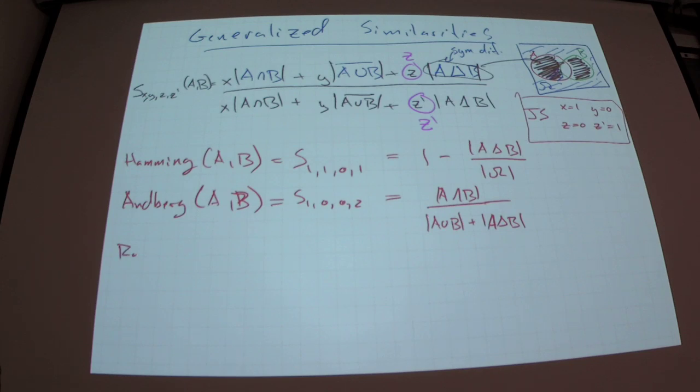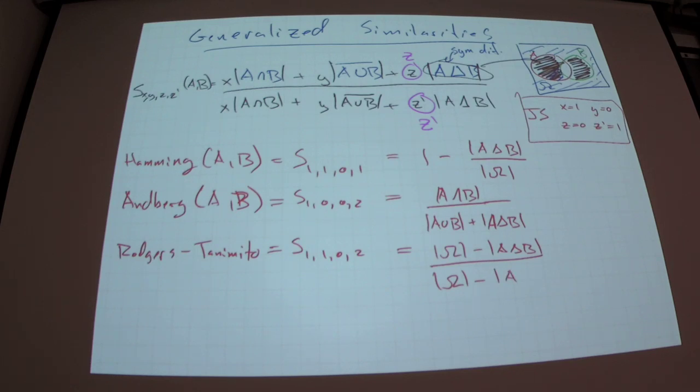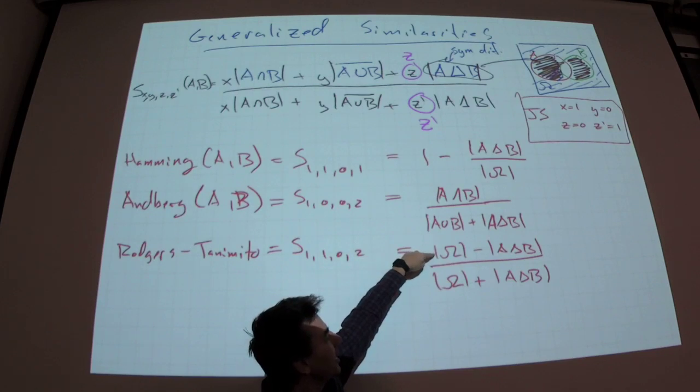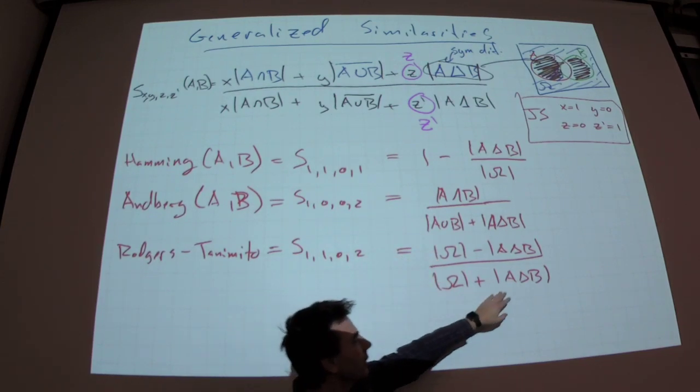Okay, so there's another one, with parameters 1, 1, 0, 2, and this simplifies to the size of the domain minus the size of the symmetric difference, divided by the size of the domain plus the symmetric difference. So the numerator is always smaller than the denominator because the symmetric difference is a positive quantity.